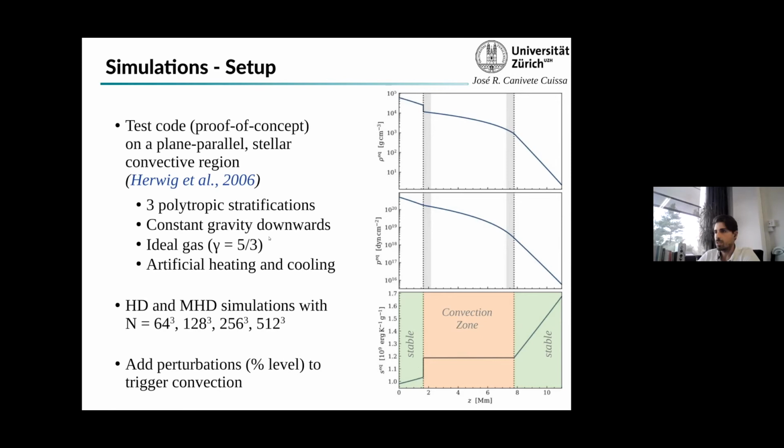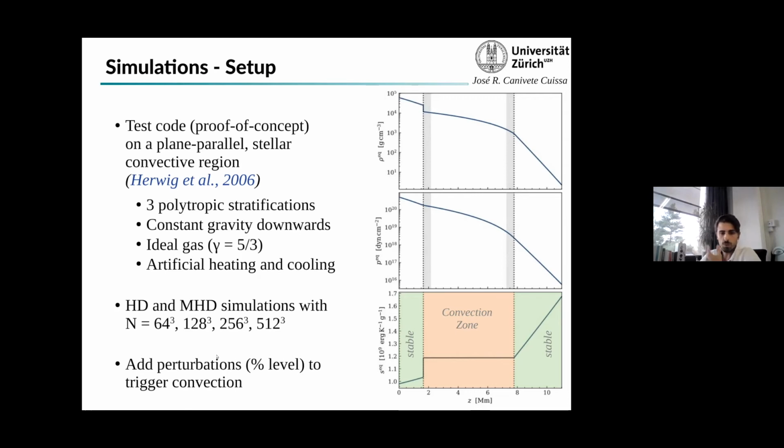We have a constant gravity downwards, an ideal gas, and we also had some artificial heating at the bottom of the convection zone to simulate essentially the energy coming up from the stellar interior, and an artificial cooling at the top of the convection zone to simulate radiative losses, for example. Then we ran both hydro and MHD simulations with different resolutions. And essentially, if you do not put any perturbation in your simulation box, the code is able to preserve these equilibrium profiles up to machine precision. So if you want to trigger some turbulent convection, you really have to put in some perturbations.